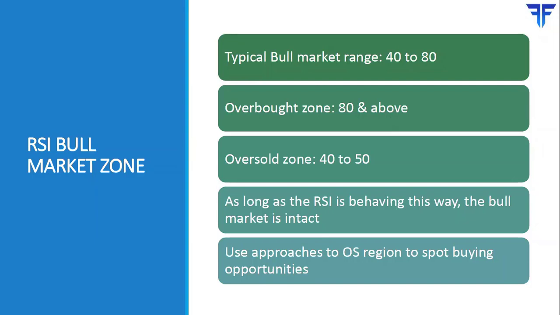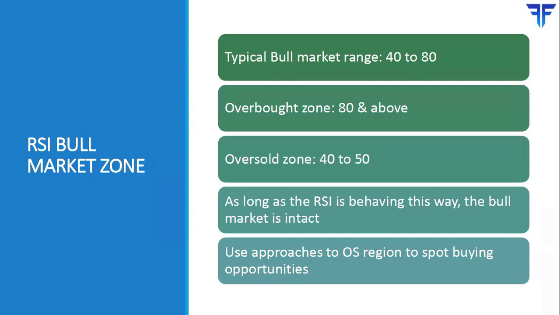So how to use this opportunity is that whenever price is in a bull market and RSI is fluctuating between 40 to 80, you could use approaches towards the 40 region to buy the security whenever you have confirmation from price, and whenever price goes above 80, you could use that to lighten up your long positions. So that's how you can take advantage of being aware of the RSI bull market zone. Now, sometimes what happens is that when the security is in a very powerful bull market, the RSI will even rise to say 90 or beyond.